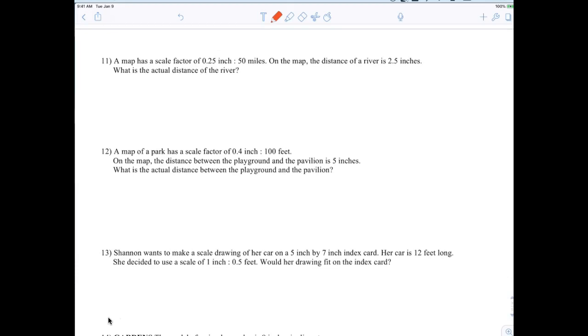All right, we'll just do a couple more. A map has a scale factor of 0.25 is to 50 miles. Now for me, whenever I do those fractions, I just convert it to 1 inch is to what? Yeah, 1 inch is to 200 miles. I think that's easier instead of doing the fractions. Everybody see that? So if you have 2.5 inches, you have what? That's pretty easy, right? 500 miles, right? Anybody have any questions with that?